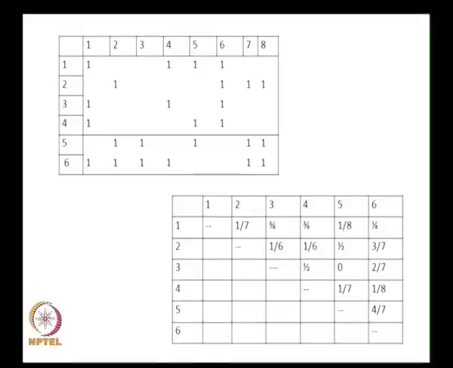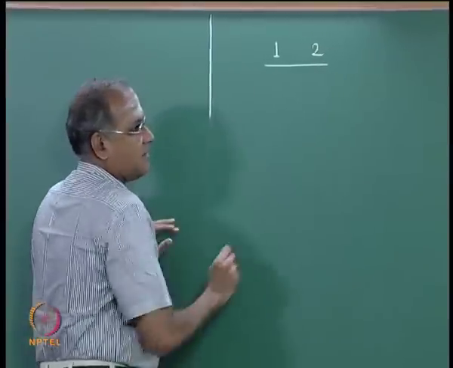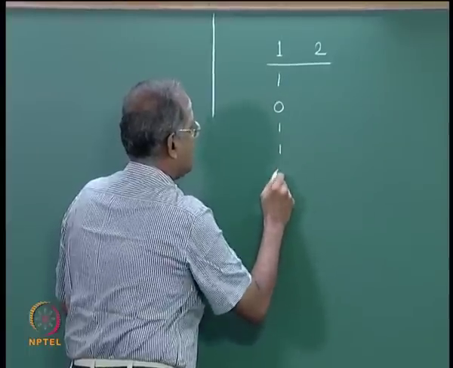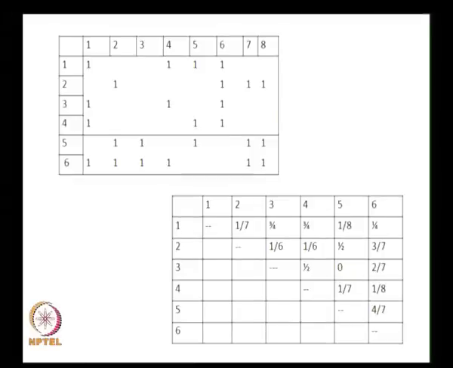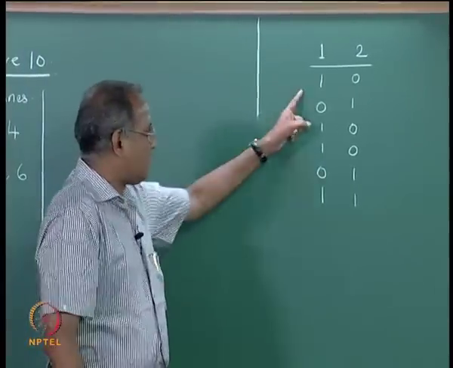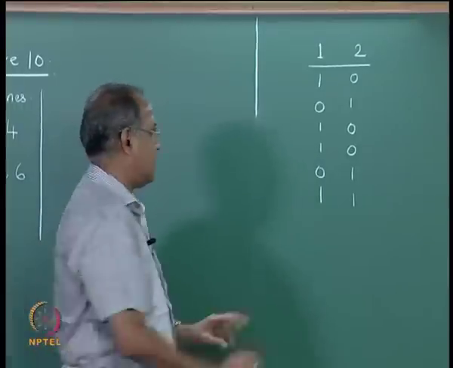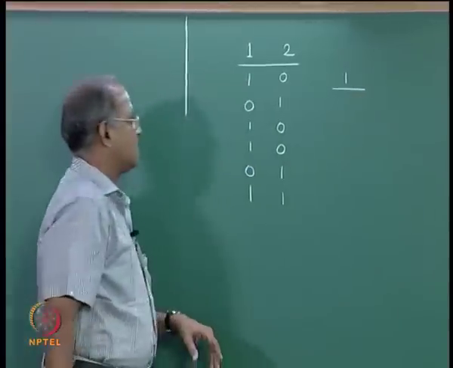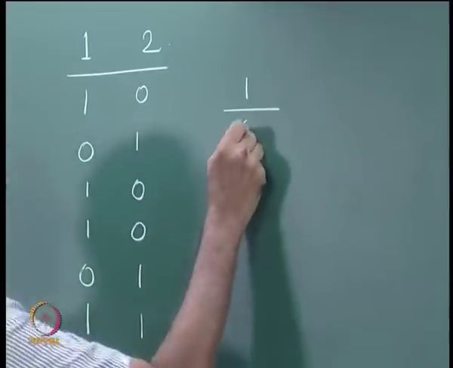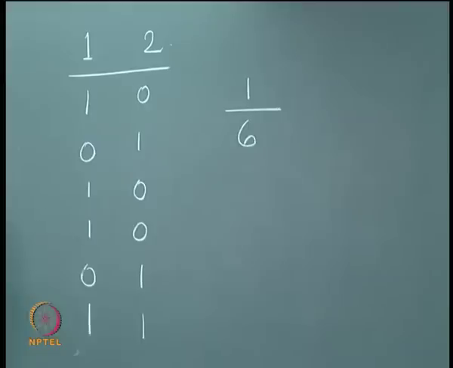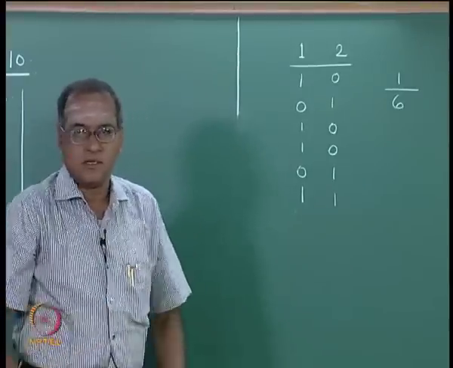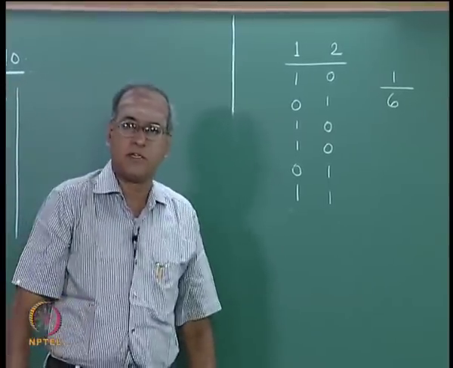For example, similarity between part 1 and part 2 would be similarity between this column and this column. For part 1 the values are 1 0 1 1 0 1, and for part 2 it is 0 1 0 0 1 1. The Jaccard similarity coefficient for 1 and 2 would be the number of common ones, which happens here, as the numerator: 1. Only one machine is common to both these parts. Put together, these 2 parts visit all the 6 machines, so 6 comes as the denominator. So, the Jaccard similarity coefficient is 1 by 6.